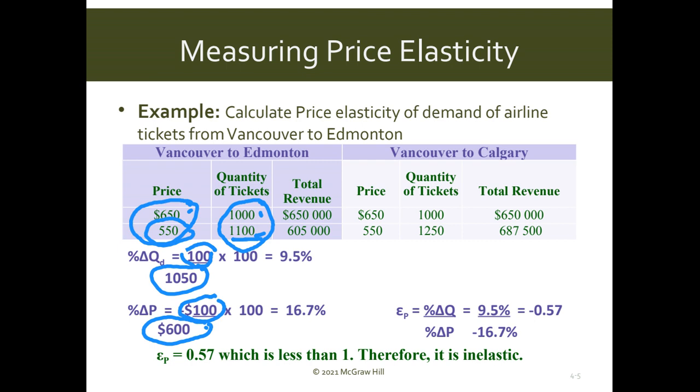Okay. So these are the example, and they have calculated minus 0.57. Inelastic demand, because less than 1. The absolute value is less than 1. And what is the meaning of 0.57? If price of this product increases by $1, then the quantity demanded will decrease by 0.57%.